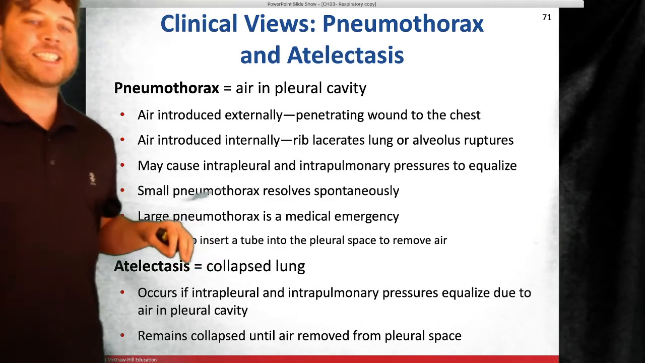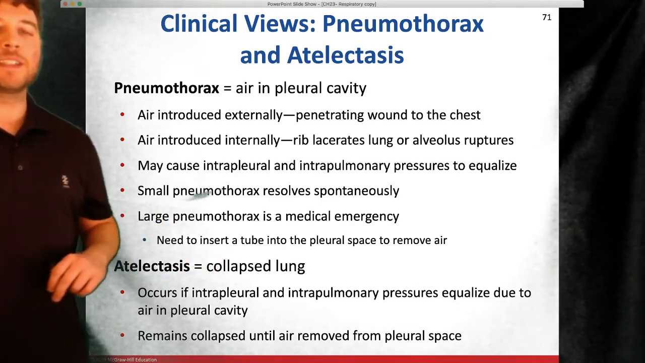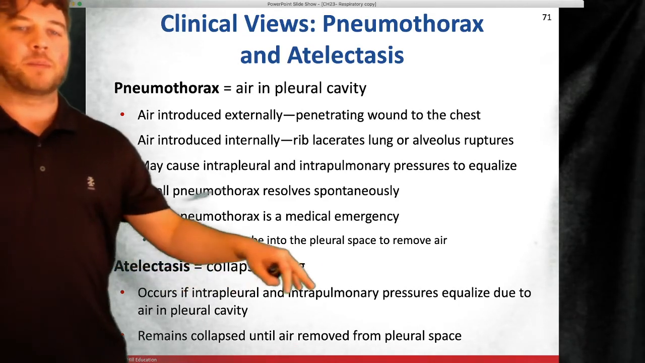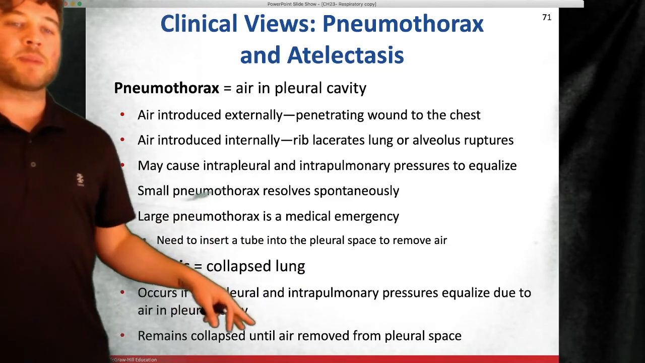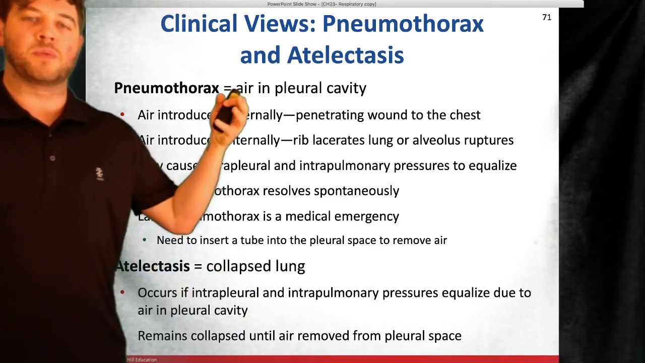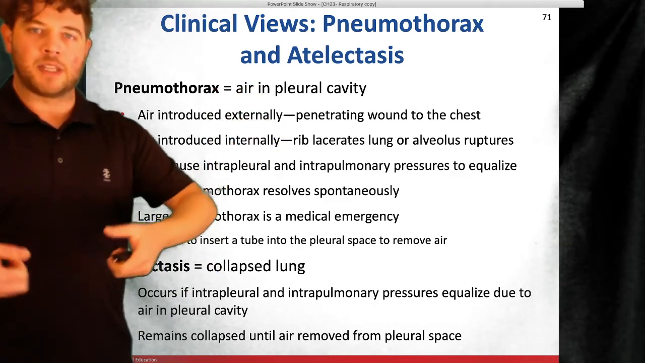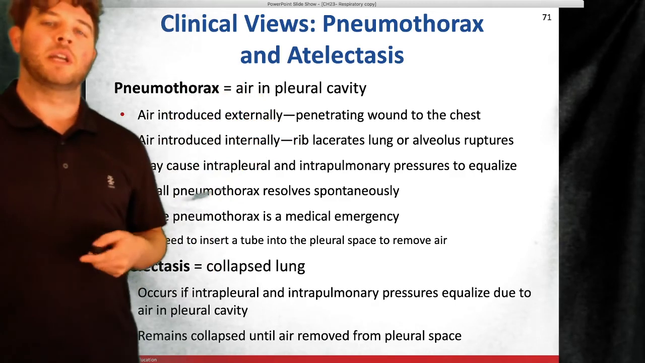Atelectasis is a collapsed lung, which occurs if intrapleural and intrapulmonary pressures equalize due to air in the pleural cavity. It will remain collapsed until the air is removed from the pleural space. Once that air starts to get removed from the pleural cavity, the intrapulmonary pressure can start to overcome the intrapleural pressure and reinflate the lungs.